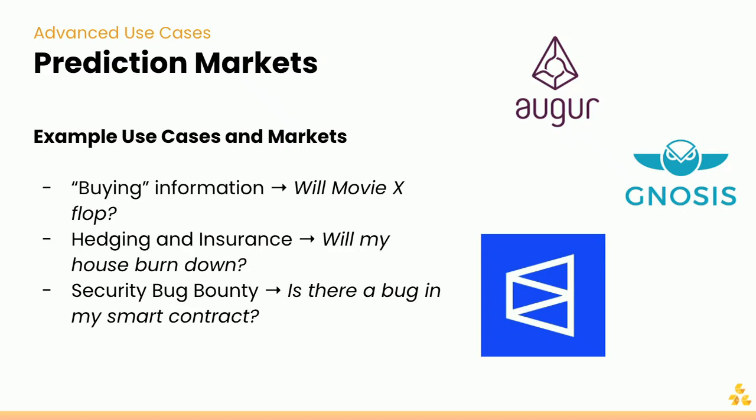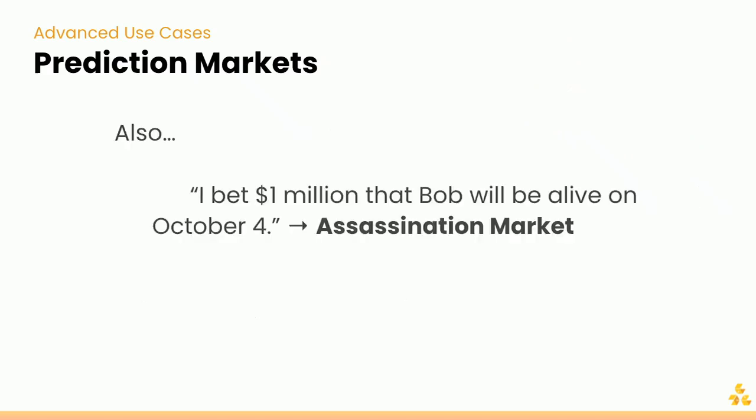Okay, so some examples of prediction markets. We see buying information. If we think about stocks, or if we want to talk about whether a currency is going to rise or fall. We see it with insurance, and also one that's a little more niche, the idea of security bug bounty and figuring out if there are issues with a smart contract. I'm sure you can think of tons of examples of how prediction markets might be effective, and when they could benefit you, or benefit all of us.